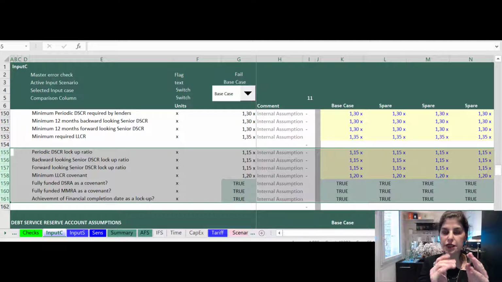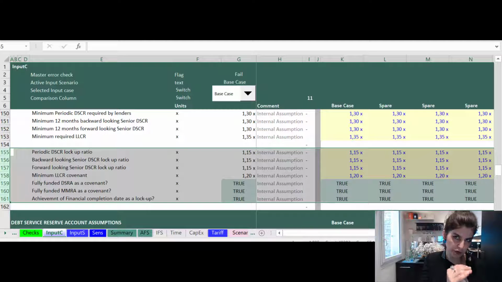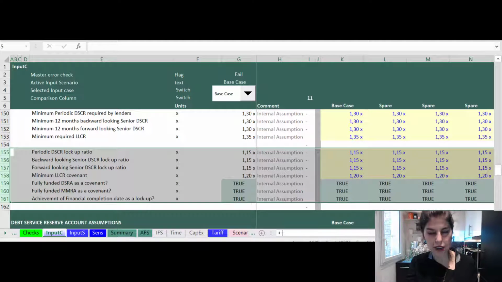So step one is to reflect the lockup ratios in your financial model under a section called the covenants, or however you want to call it. So you reflect these requirements by lenders before you distribute any dividends. And then the next step is to create some flags to make sure that you satisfy these requirements before you distribute any dividends.